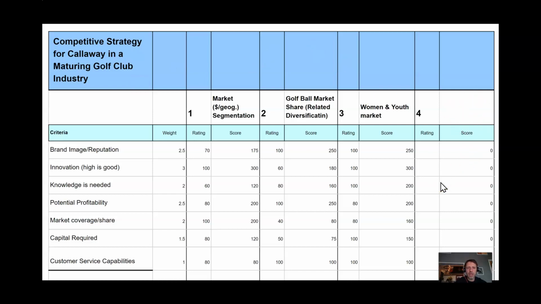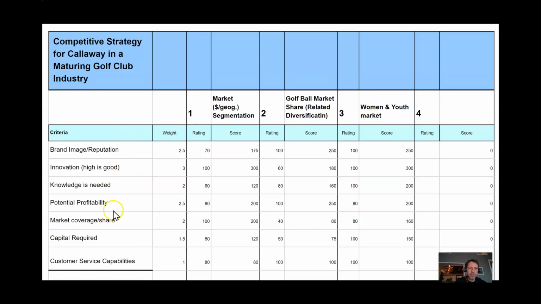But we looked and we said, okay, what happens if they pursue market segmentation, growing their geographic footprint as a golf club manufacturer, Callaway? What if they diversify into the golf ball market, which they've done? And what if they highlight building out similar equipment to what they already have for women and the youth market, a growing share of golfers at the time that we were looking at the company? And so these are actually strategies that could come from that TOWS matrix.